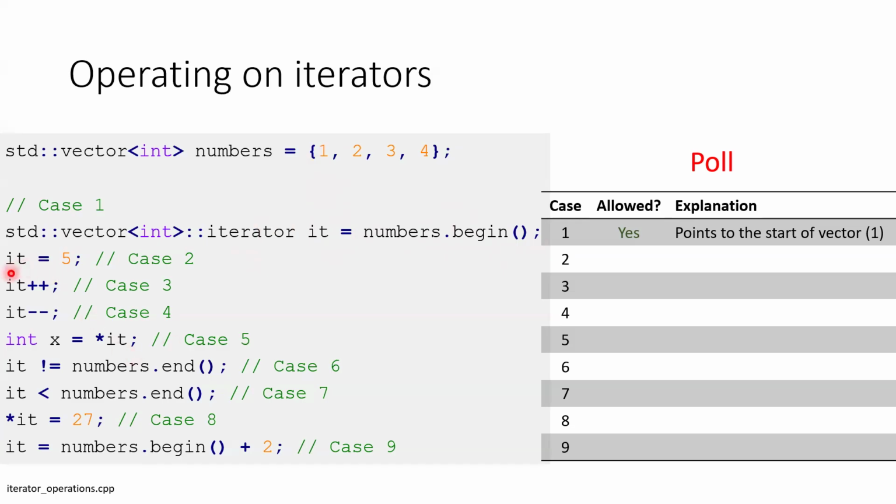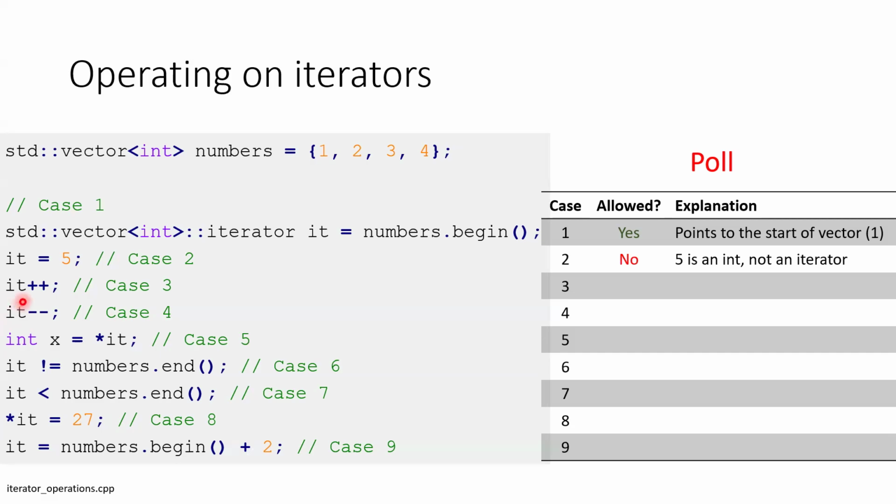Case 2, it equals 5. Who thinks this is allowed? Who thinks this is not allowed? Give me some reactions. We're assigning an integer into an iterator. The iterator is a class type, so it's not allowed.